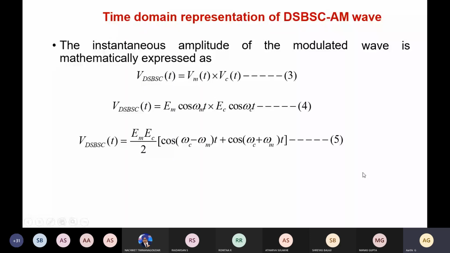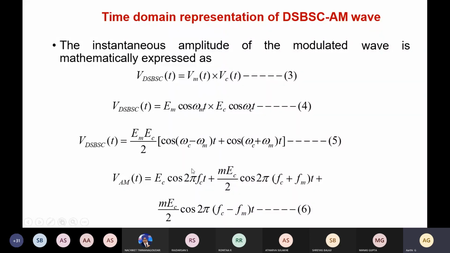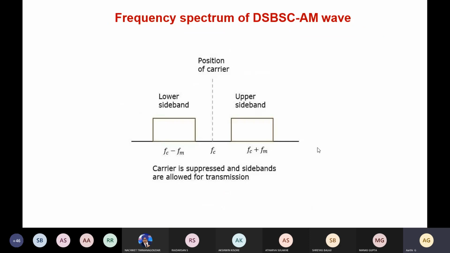So if you compare this fifth equation with the conventional AM waveform, we have the carrier component, and here we have only the upper and the lower sidebands. So this is the frequency spectrum. We have suppressed the carrier, and only the sidebands are allowed for the transmission. We have the upper and the lower sidebands.